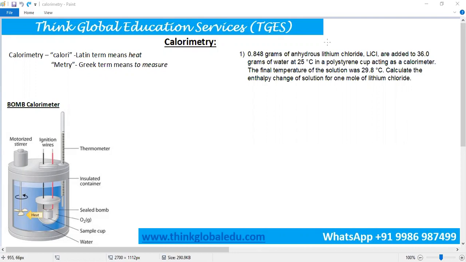In this video, we are going to learn about calorimetry. Calorimetry is a method to determine the enthalpy change for a reaction using an instrument called a calorimeter. The word calorimeter was derived from the Latin term calor, which means heat, and the Greek term metry, which means to measure.